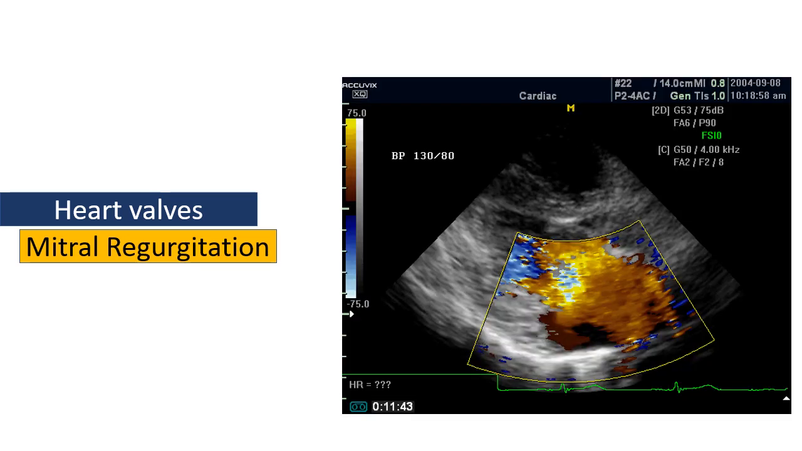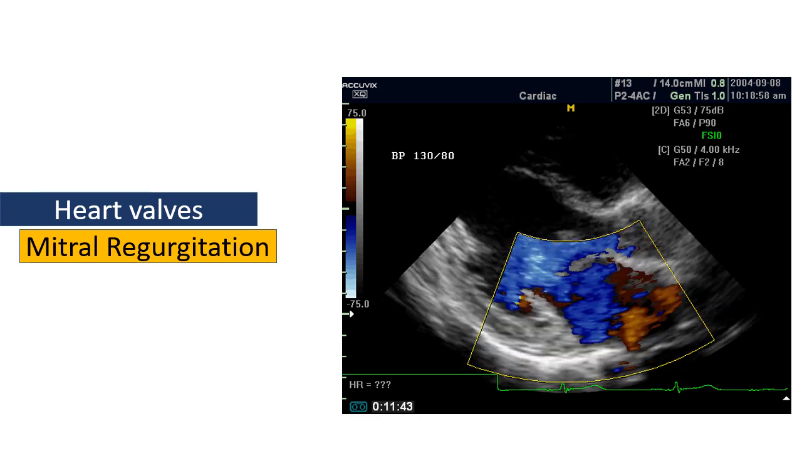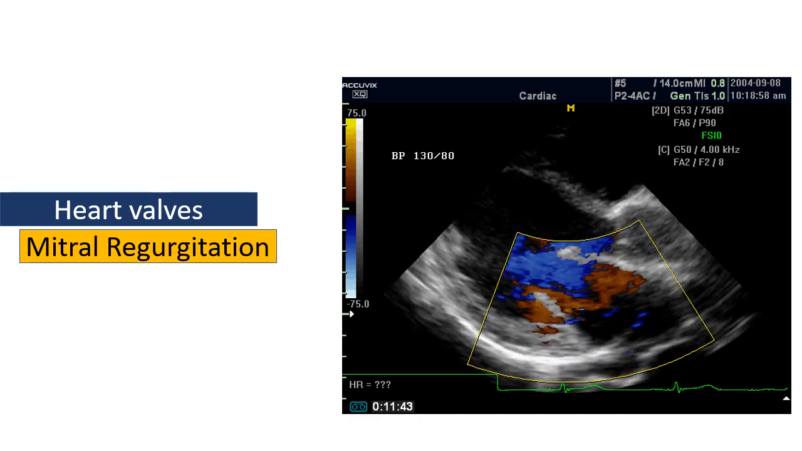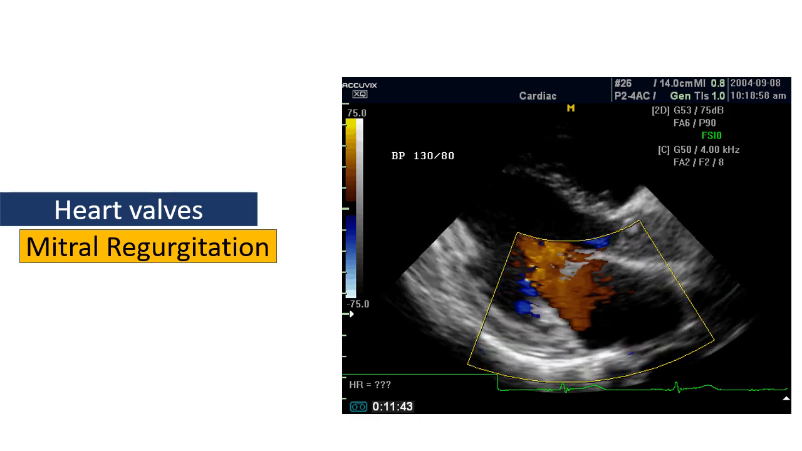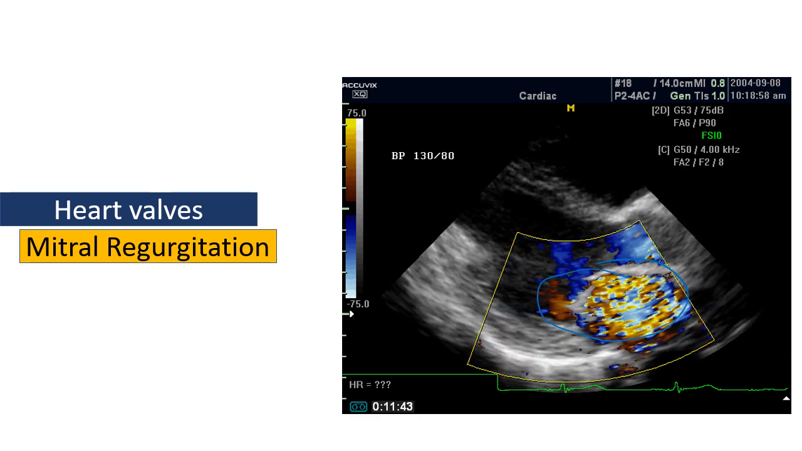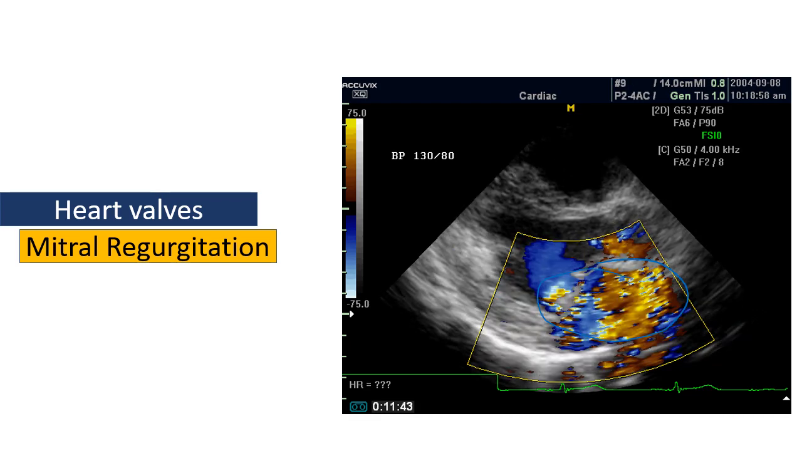The next example we are going to have is the mitral regurgitation, and here is the parasternal long axis view. In the parasternal long axis view, you can identify the turbulent blood flow occurring in the left atrium and filling all of the left atrium, and this signifies the severe mitral regurgitation.